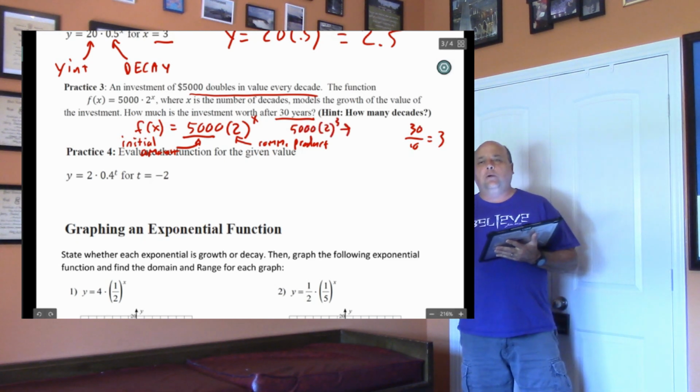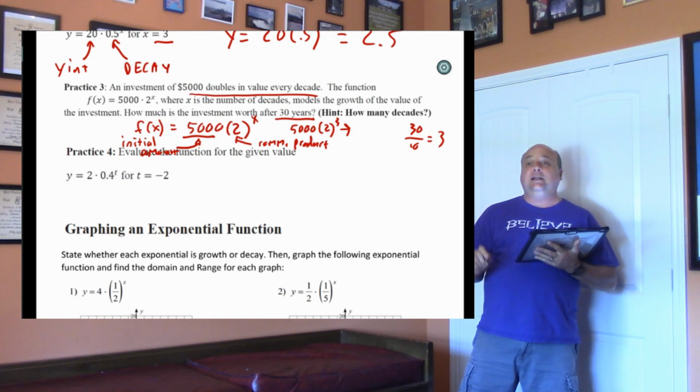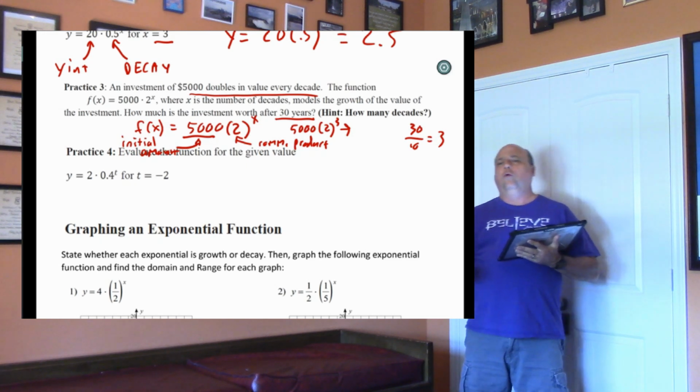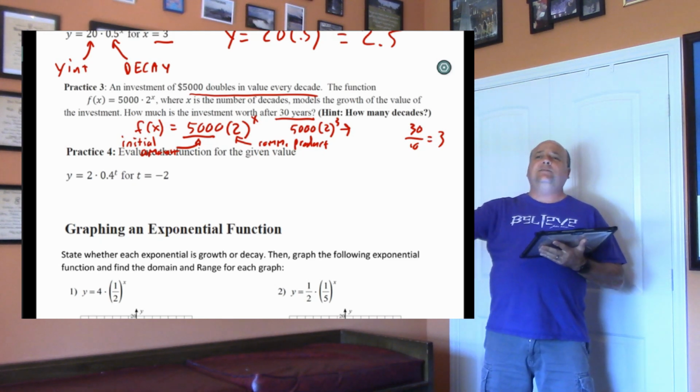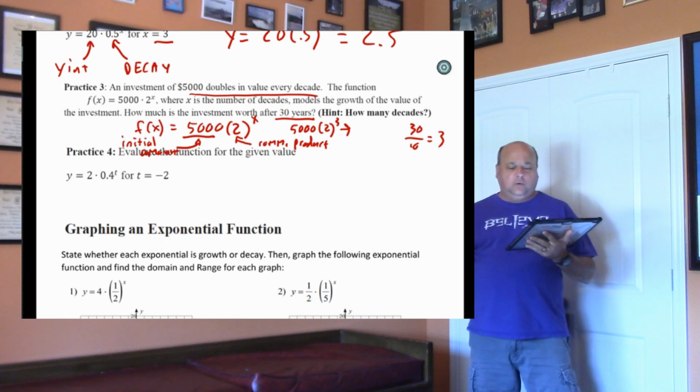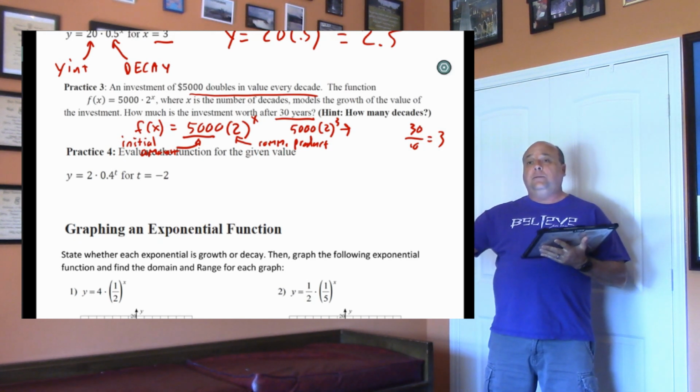Let's see if we can do this in our brain. We're going to double 5,000 3 times, aren't we? So if I take 5,000 and double it, I get 10,000. If I double 10,000, I get 20,000. If I double 20,000, I get 40,000. That's more money for the government to tax you with. Isn't that cool? But anyway, 5,000 times 2 to the third should be 40,000.